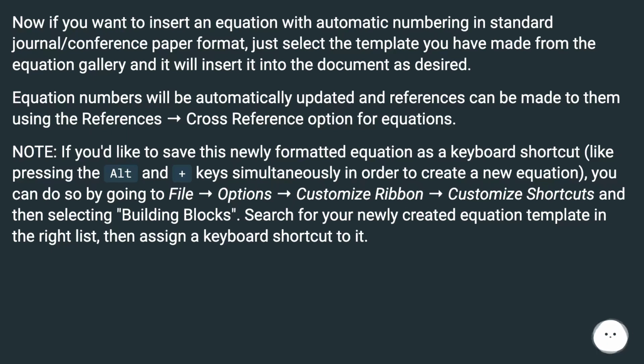Now if you want to insert an equation with automatic numbering in standard journal/conference paper format, just select the template you have made from the equation gallery and it will insert it into the document as desired. Equation numbers will be automatically updated and references can be made to them using the References cross-reference option for equations. Note, if you'd like to save this newly formatted equation as a keyboard shortcut, like pressing the Alt and plus keys simultaneously in order to create a new equation, you can do so by going to File, Options, Customize Ribbon, Customize Shortcuts and then selecting Building Blocks. Search for your newly created equation template in the right list, then assign a keyboard shortcut to it.